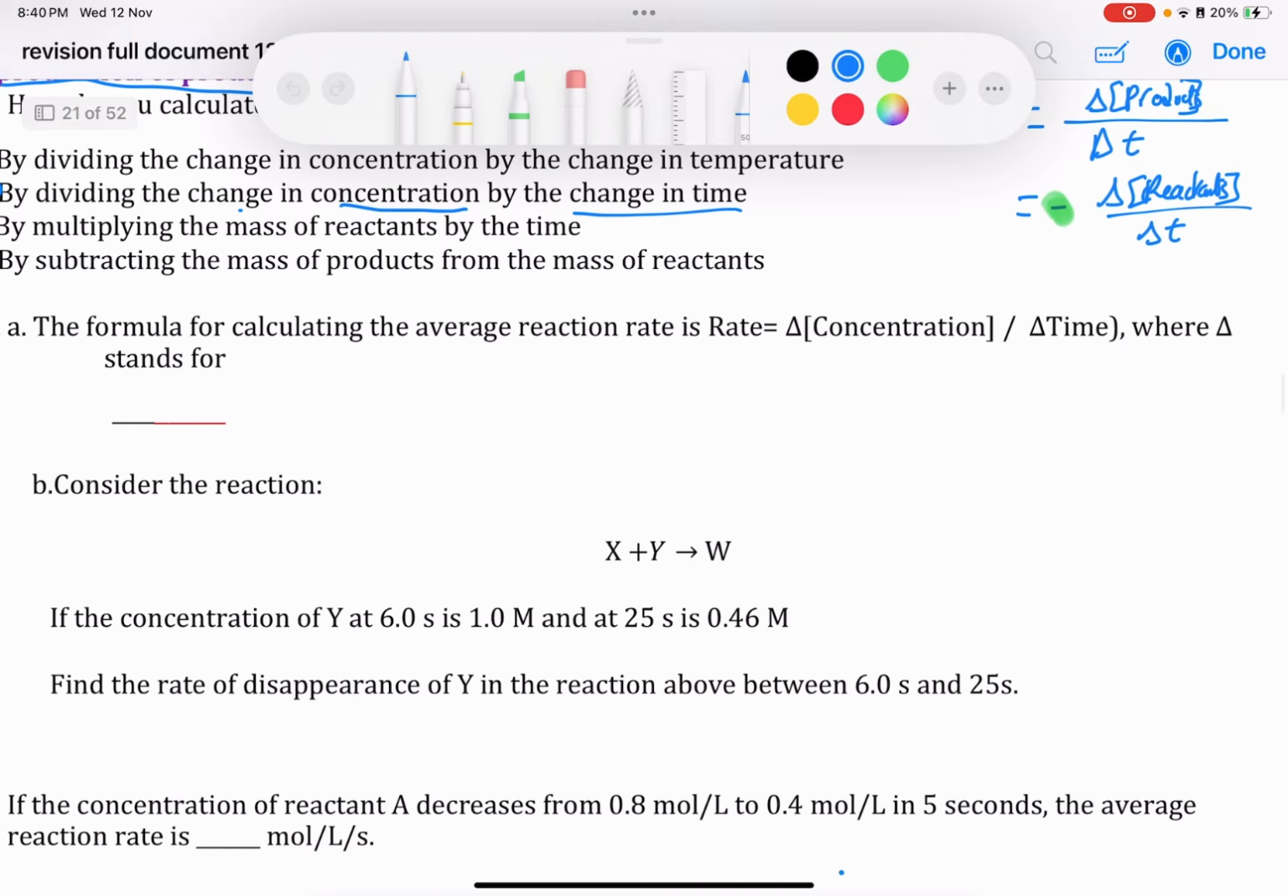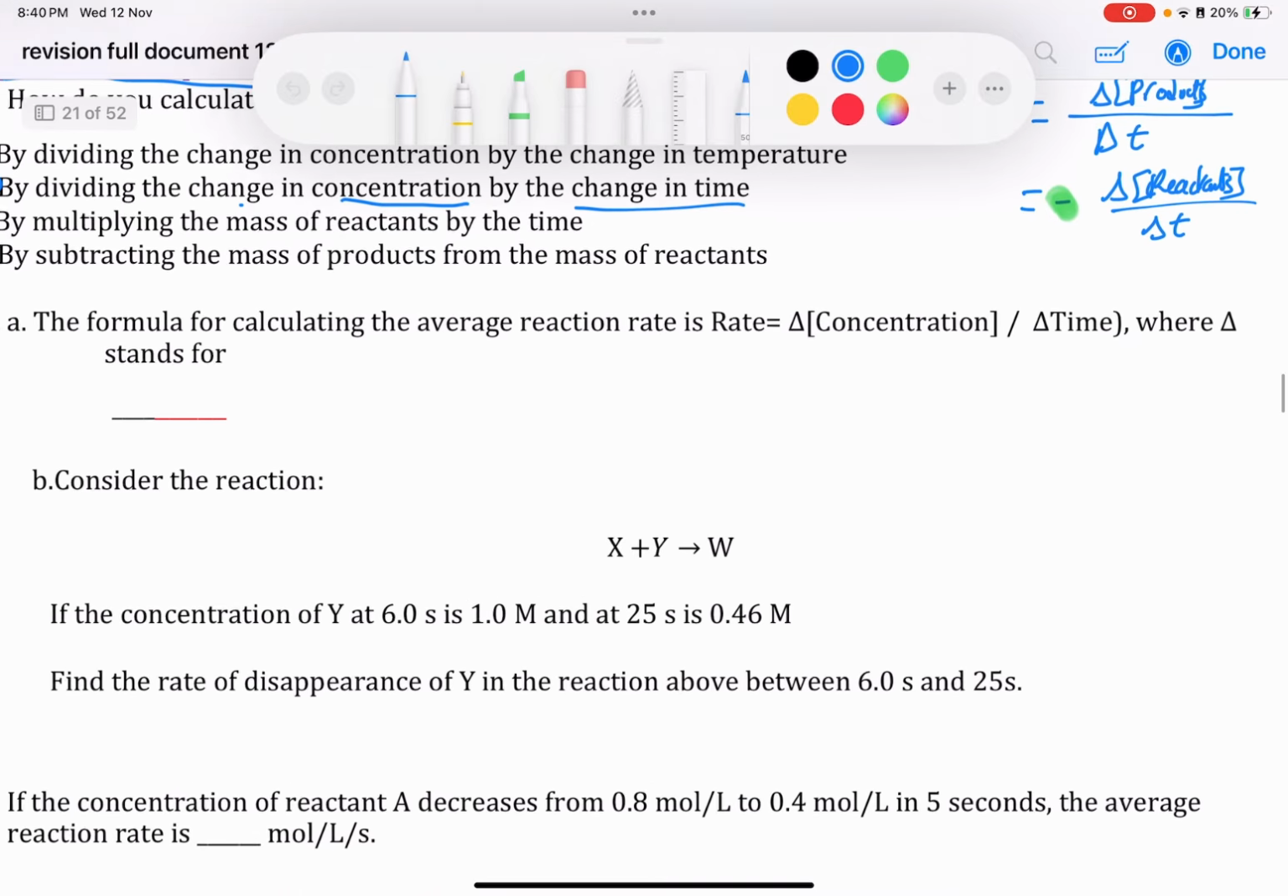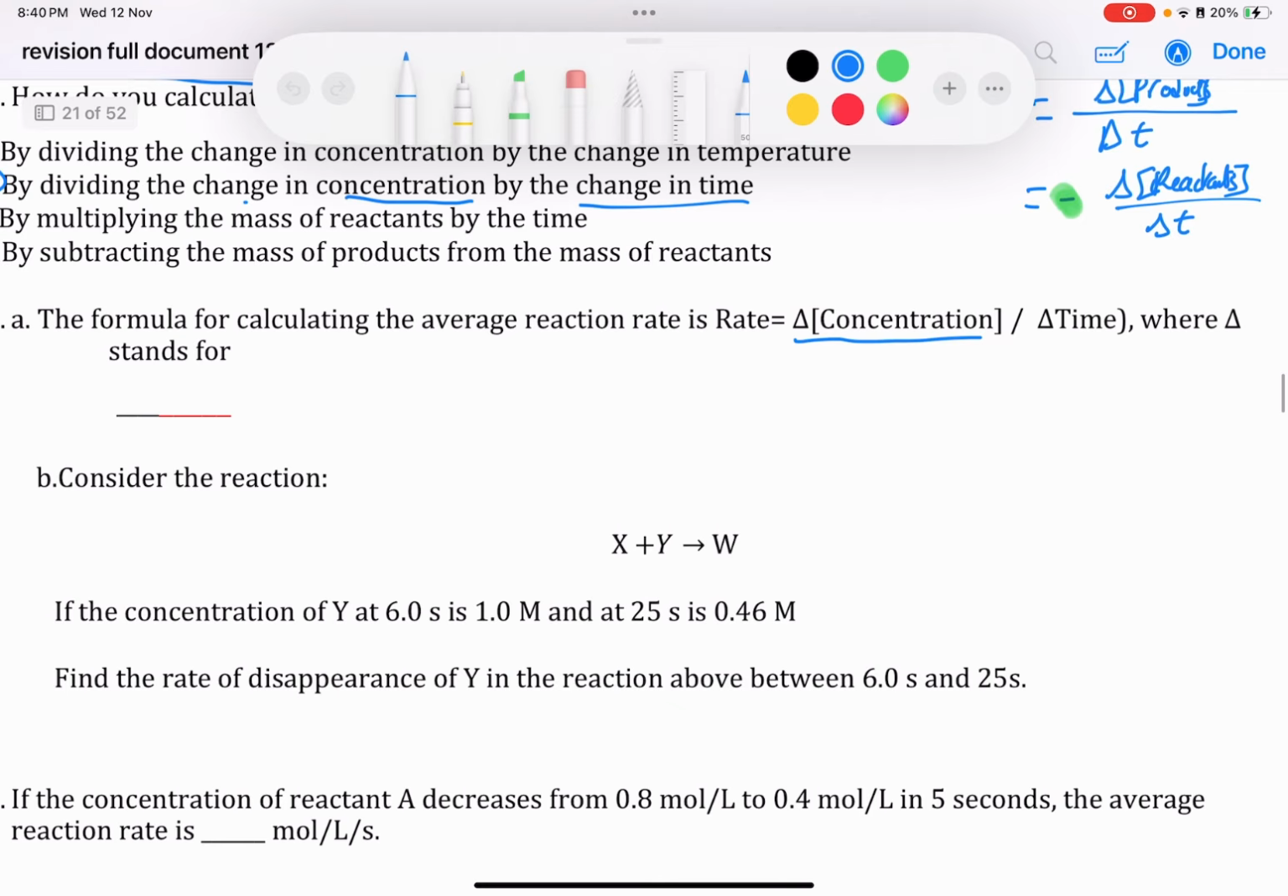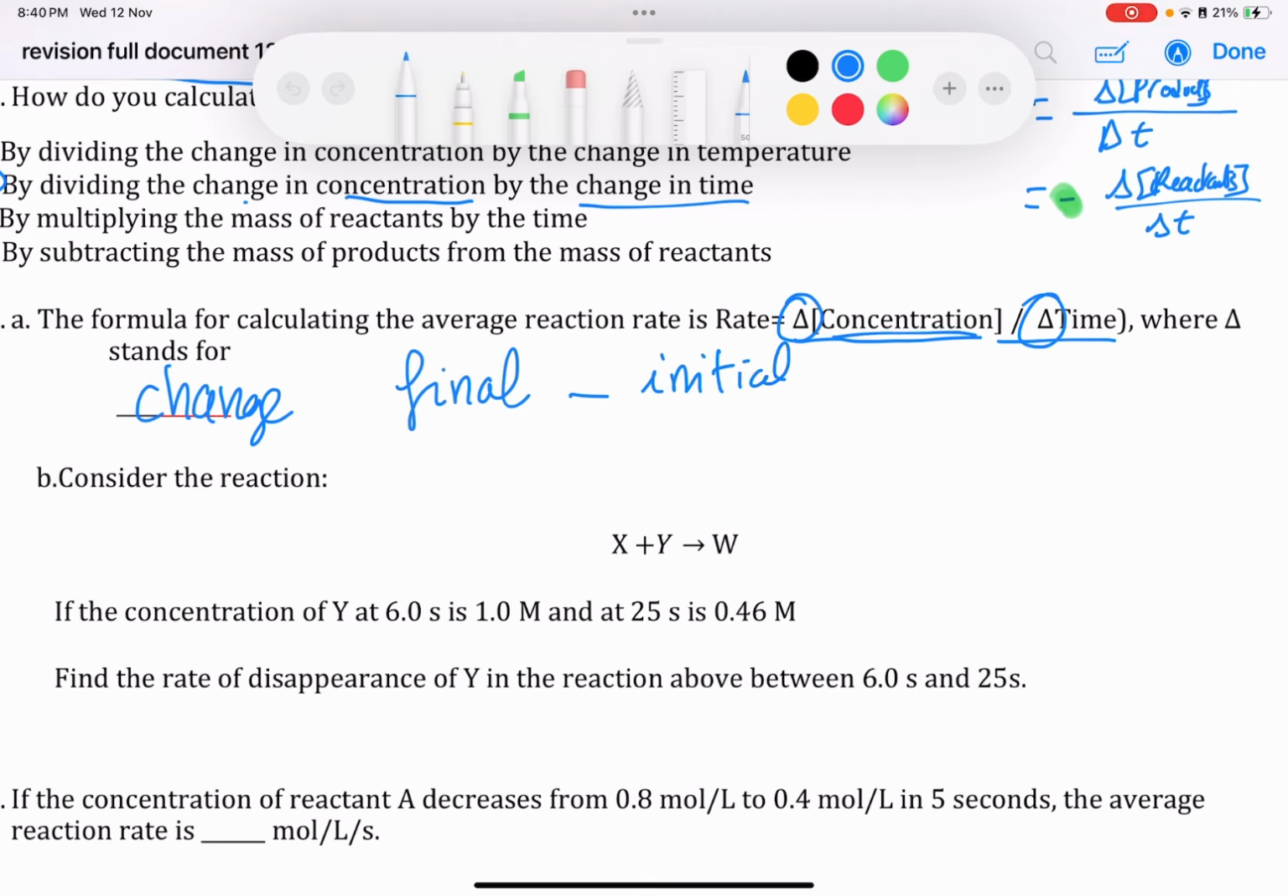The formula for calculating the average reaction rate is rate equals delta concentration over delta time, where delta stands for change, and more specifically, anything final minus initial. So if you are dealing with concentration, final concentration minus initial concentration. If you are talking about time, final time minus initial time.